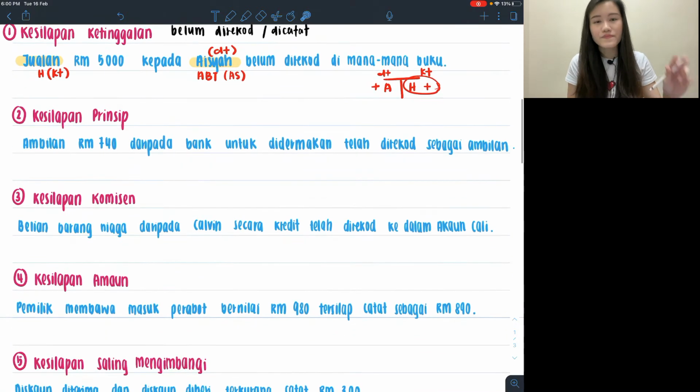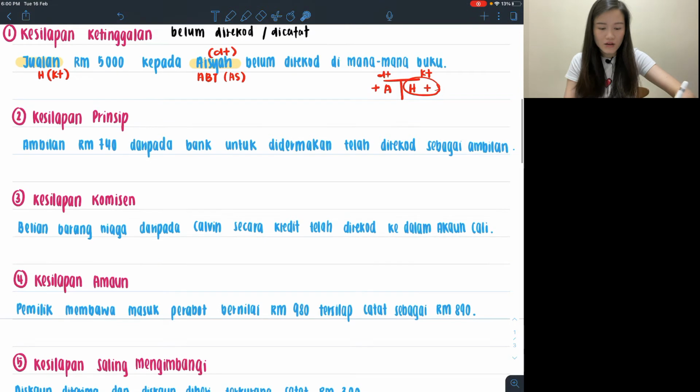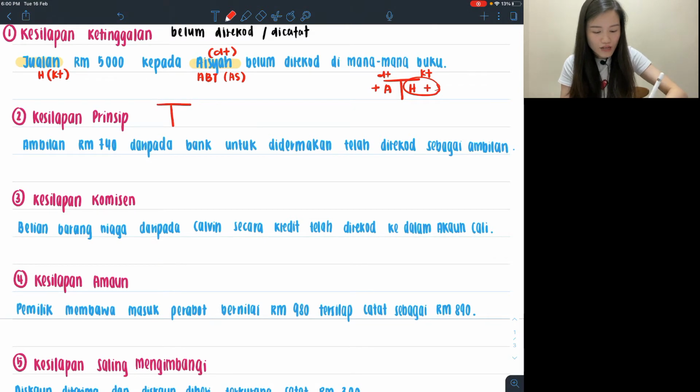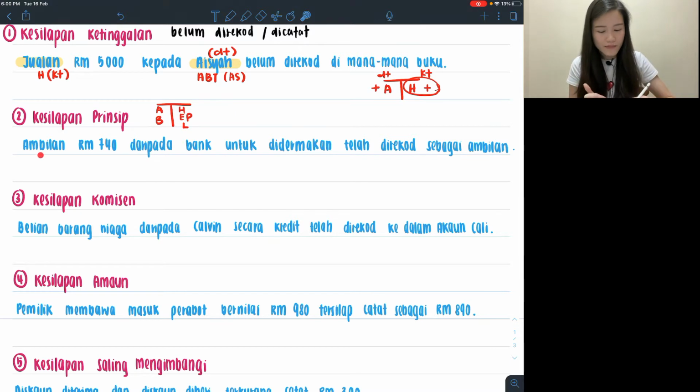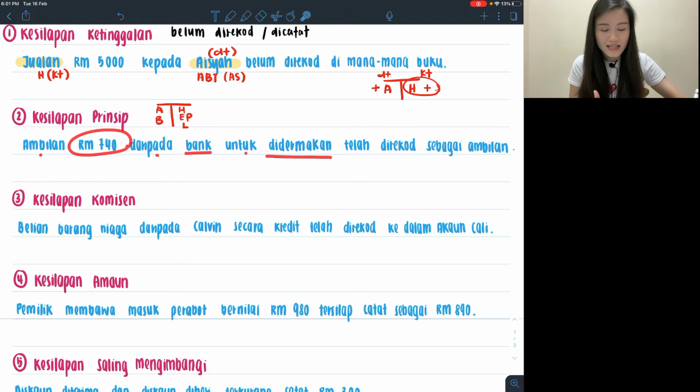Okay, now next one, number 2, kesilapan prinsip. Prinsip is talking about our Sistem Catatan Bergu. A, B, H, EP dengan L. So right here, I'm going to be listing out all of them because any one of them will be possible to be involved, right? So we look at this contoh here so I can explain to you better. So ambilan 740 daripada bank untuk didermakan telah direkod sebagai ambilan.